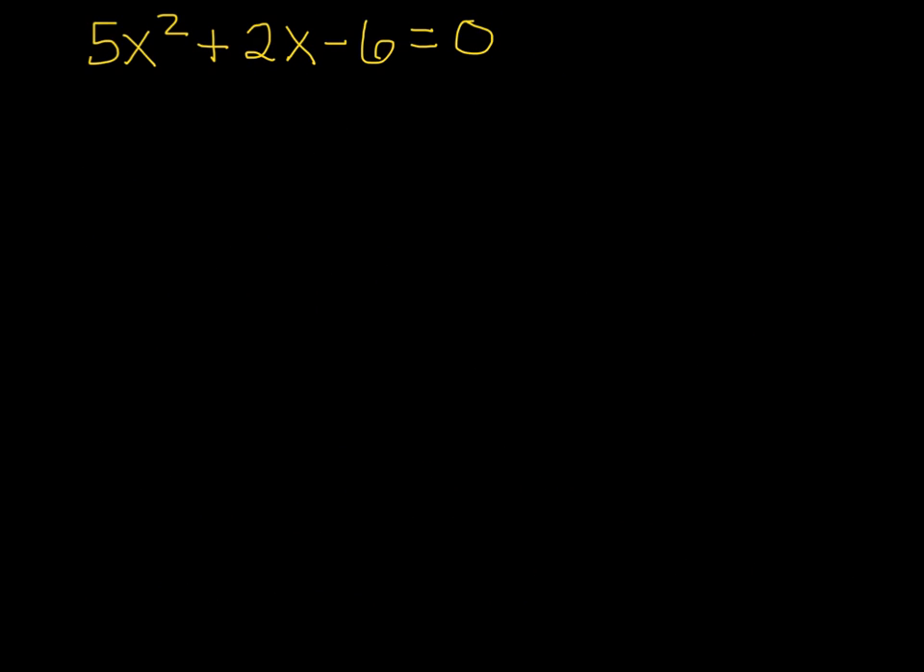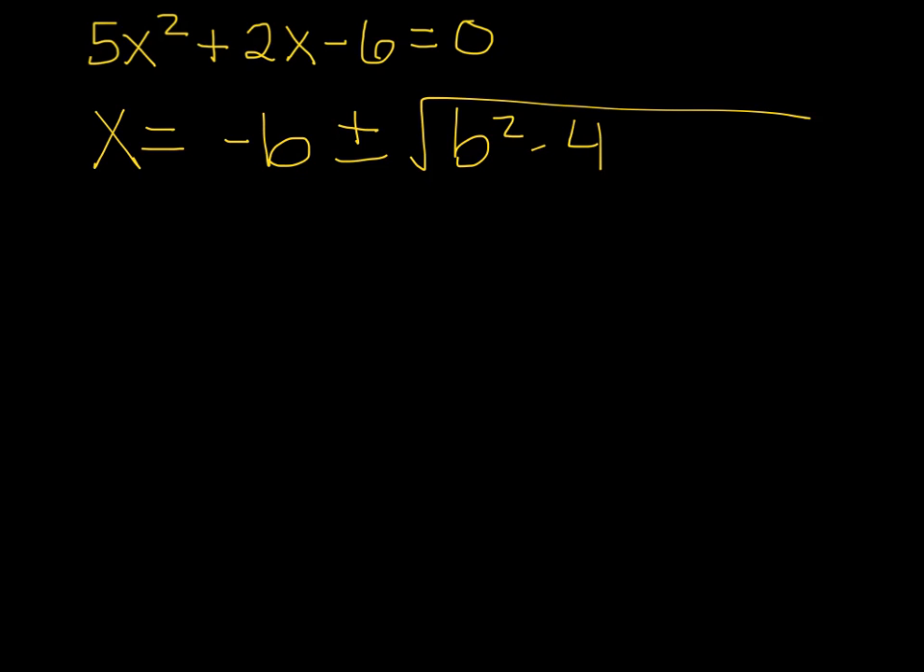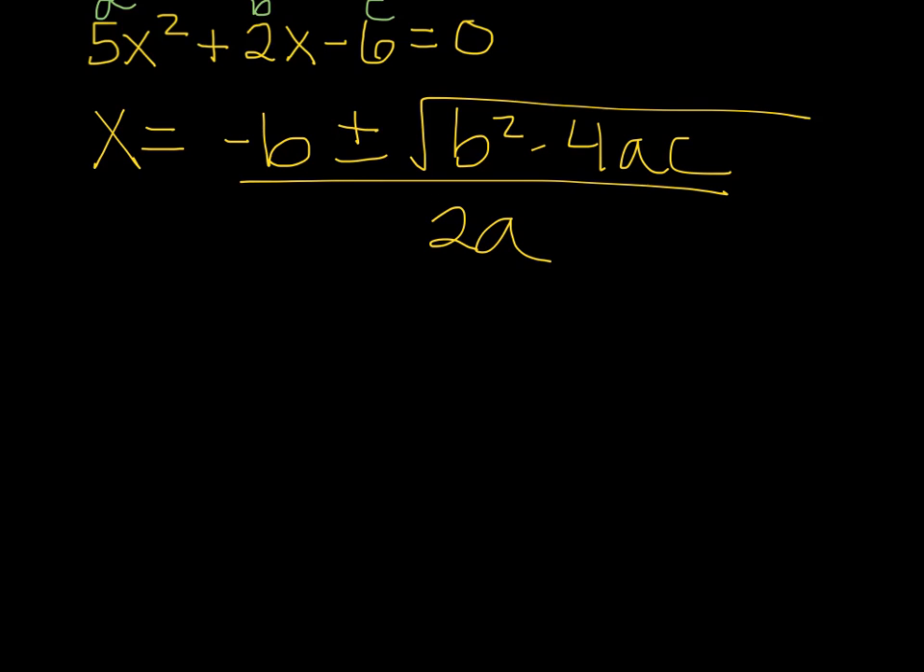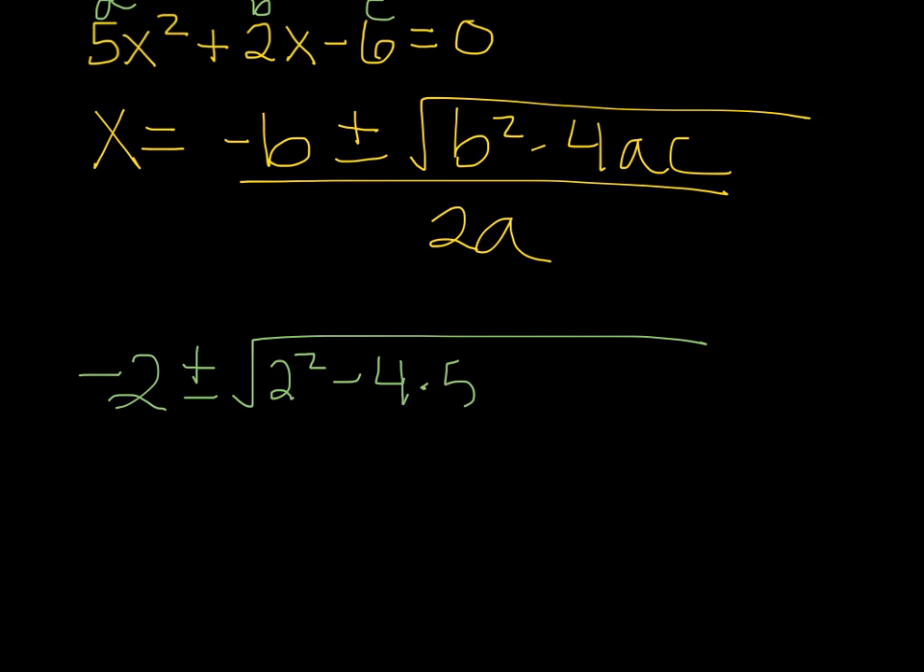Alright, so we have to solve this using the quadratic formula. In case you've forgotten it, x equals negative b plus or minus the square root of b squared minus 4ac all over 2a, where a is 5, b is 2, and c is negative 6. So we're going to say negative 2 plus or minus the square root of 2 squared minus 4 times 5 times negative 6, all divided by 2 times 5.